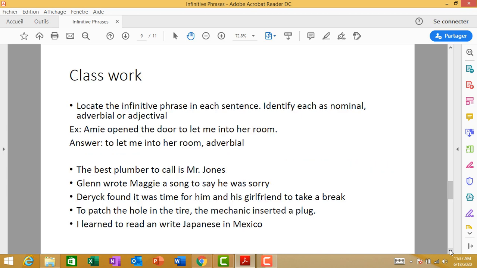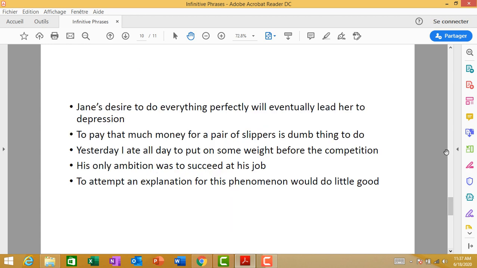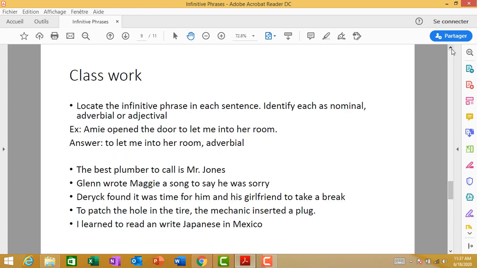Okay, so I think that was a pretty fast class. Infinitive phrases are quite easy to go over. So let's just look at your classwork. So I have some sentences here for you. What you have to do with them is locate the infinitive phrase in each sentence, and identify this infinitive phrase as nominal, adverbial, or adjectival. You have an example. Amy opened the door to let me into her room.